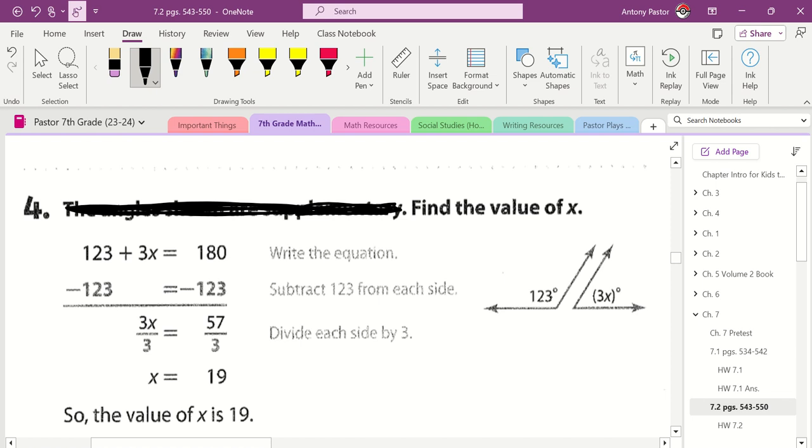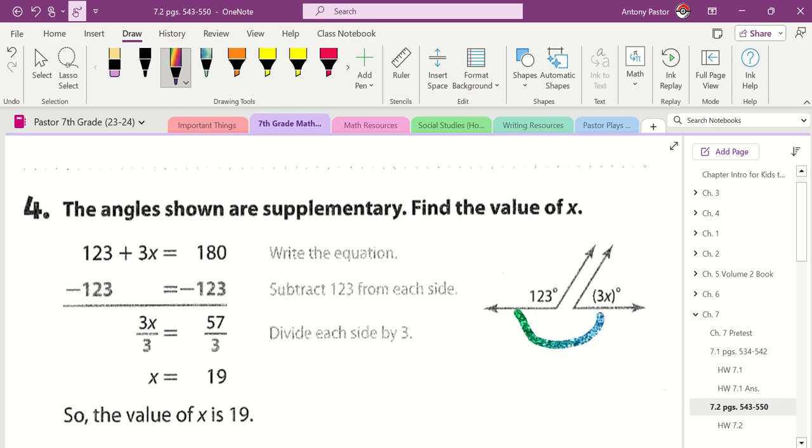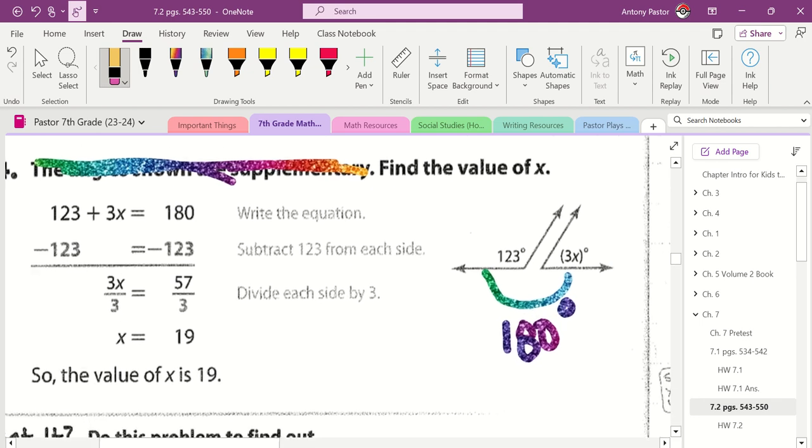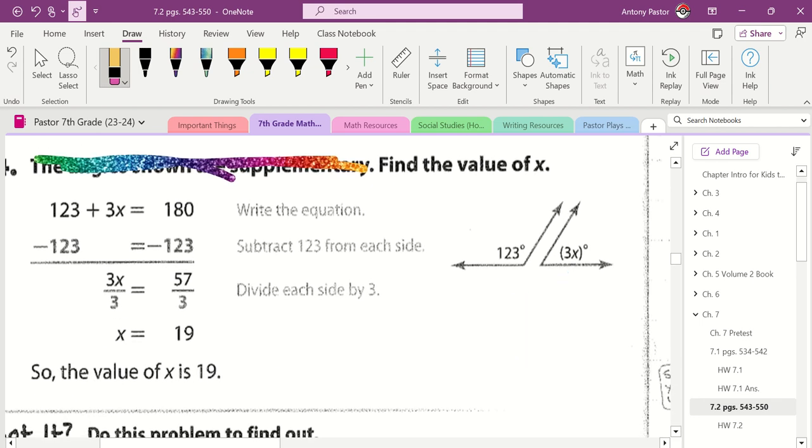So we need more information. Something like this sentence, that the two angles shown are supplementary, or like what I did with the homework, where I do this and this equals 180 degrees. You have to look out for that. If you see a test question like this, where this is marked off, it's just like find the value of x, your answer would be not enough information to solve.